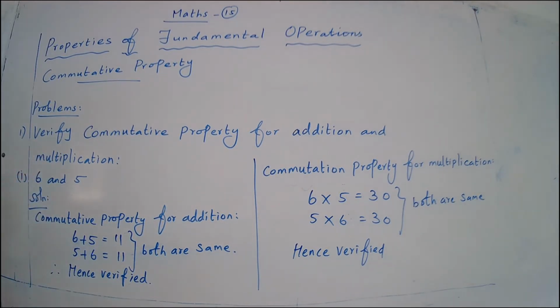Okay, children? Yes. Now, next. Commutative property for multiplication. Now you multiply two numbers. 6 5s are 30. Again you multiply 5 6s are 30. So your answers are same. So hence verified. Okay, children, are you clear? Yes. Write it.